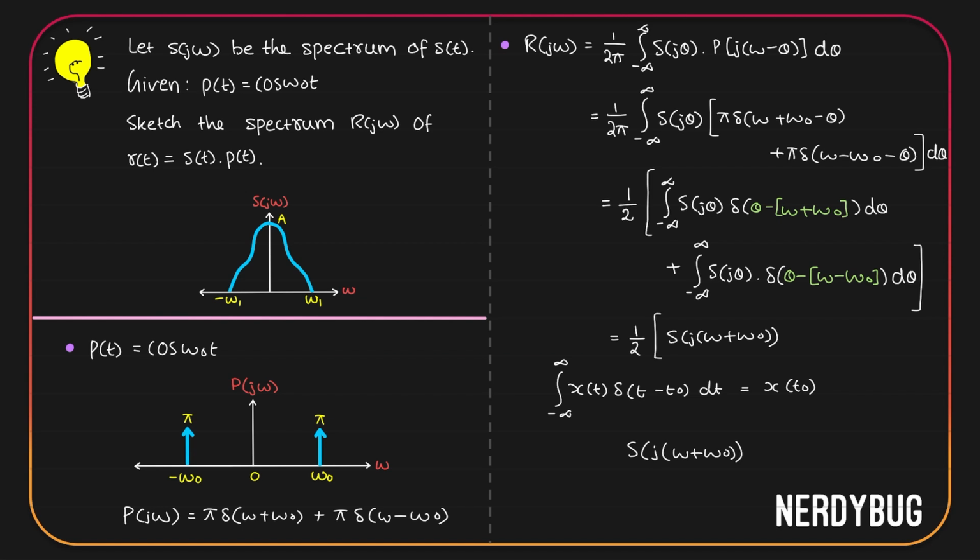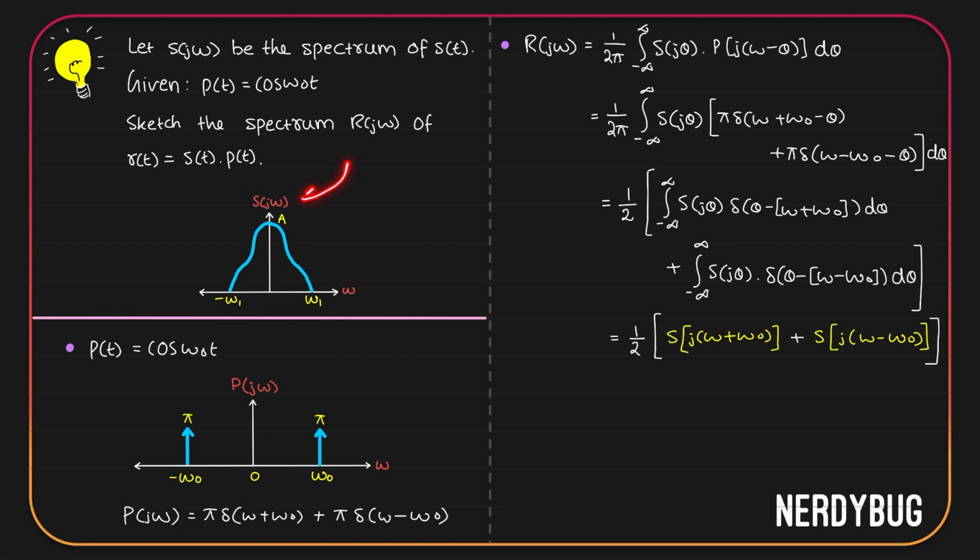Similarly, the second integration is also of the same form, S of j theta times x of t. Theta minus omega naught corresponds to t minus t naught. Theta corresponds to t. Omega minus omega naught corresponds to t naught. The output is x of t naught. So here the output will be S of j into omega minus omega naught.